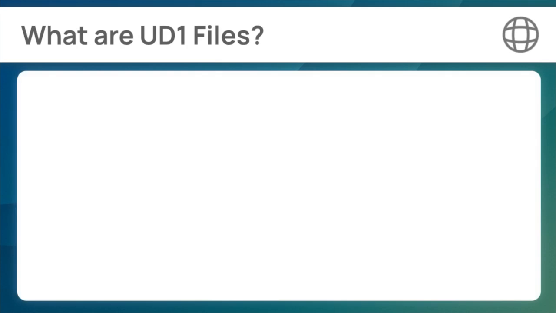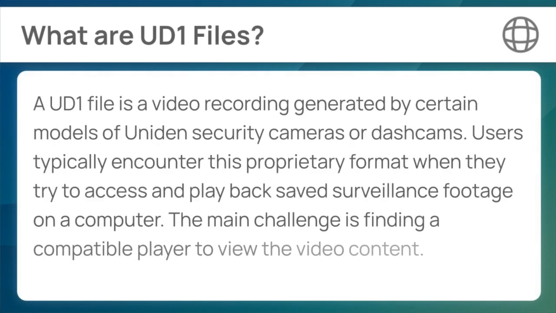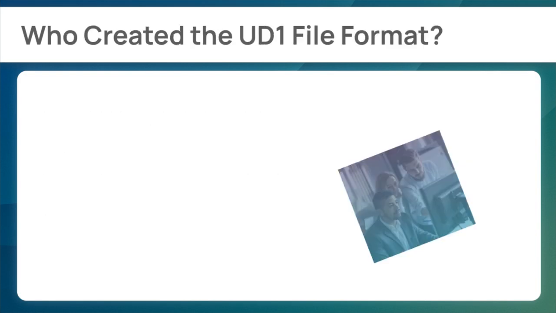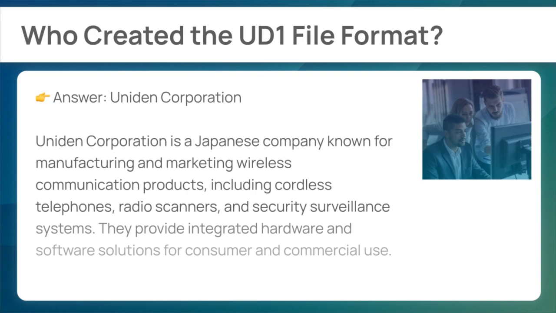A UD1 file is a video recording generated by certain models of Uniden security cameras or dashcams. Users typically encounter this proprietary format when they try to access and play back saved surveillance footage on a computer. The main challenge is finding a compatible player to view the video content.